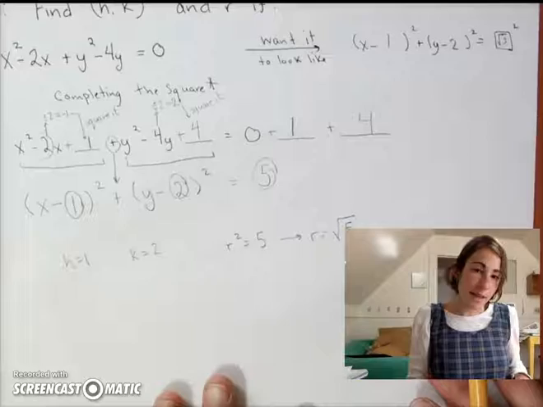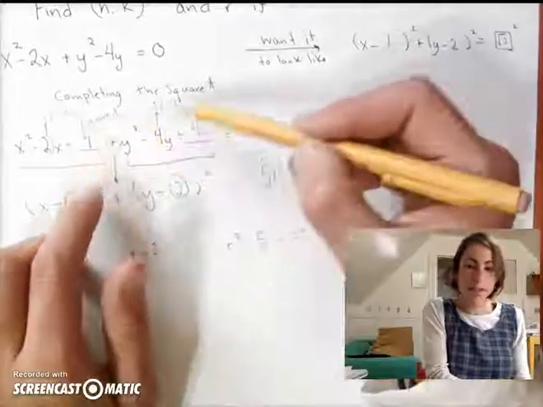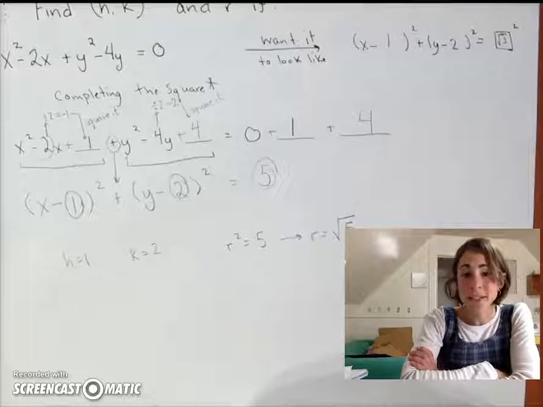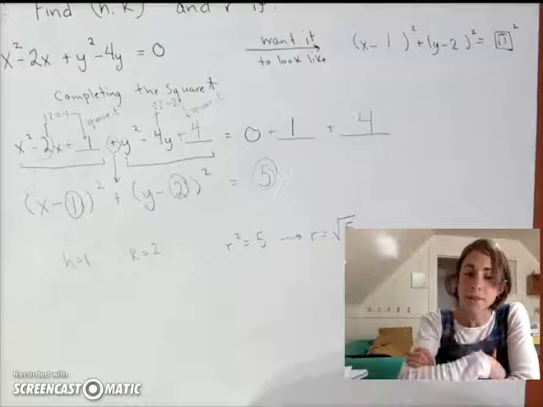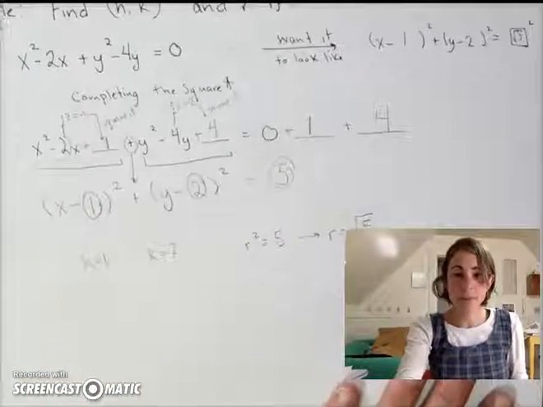So I hope that this example helps. If you want to understand where this process of completing the square comes from, please watch that video because I go through some really careful examples and do a good job of explaining the process. And this should be review from Algebra 2 anyway, this process.